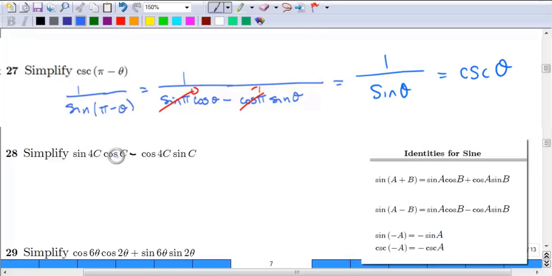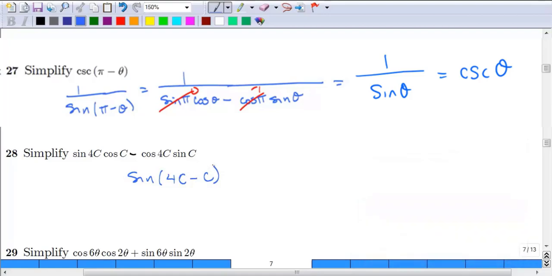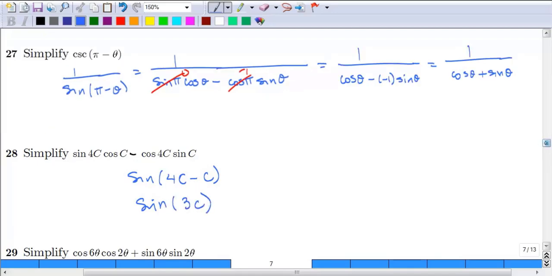Sine of 4c times cosine of c minus cosine of 4c sine of c. You should look at your formula sheet and you should see that this one is sine of 4c minus c. Again, take a look at your sheet just to make sure you've got sine of the first, cosine of the second, minus cosine of the first, sine of the second. Again, 4c minus c we can simplify, and that just ends up being sine of 3c.